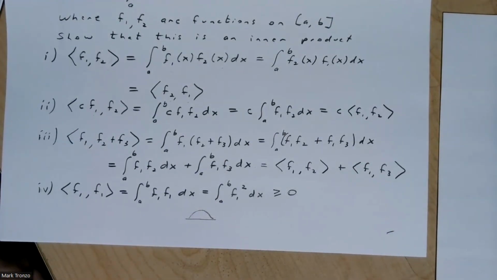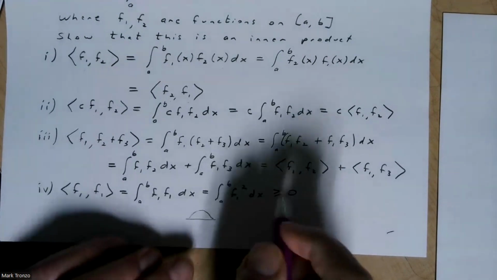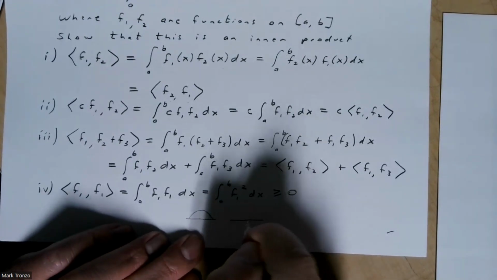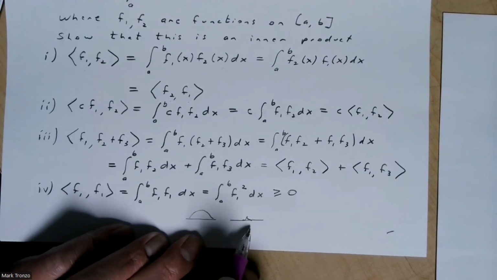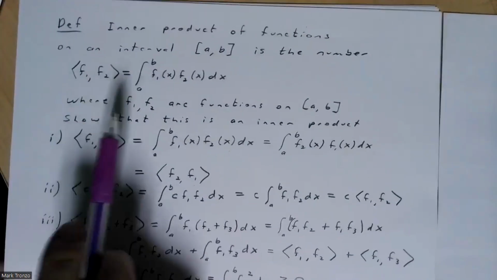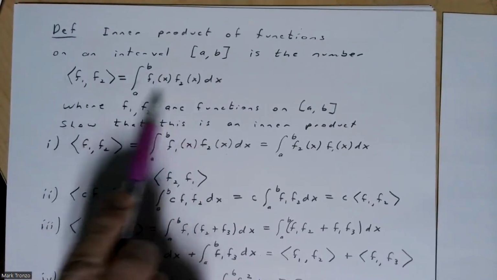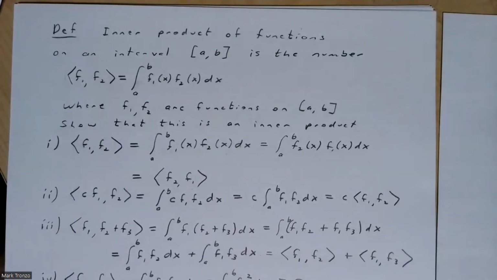And it can only be 0, as you can see, if the function itself is 0, because if it has any, even just one place where it's above 0, you're going to get some kind of positive area. Okay, so we proved that this defines an inner product. And this is a very important inner product that's used many, many times in other places.